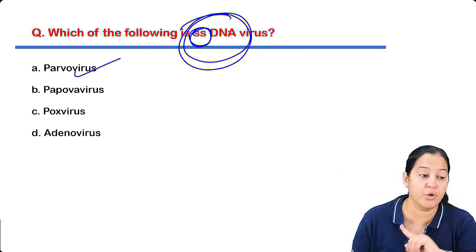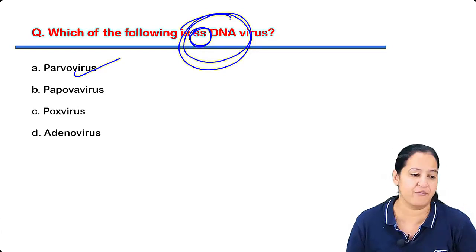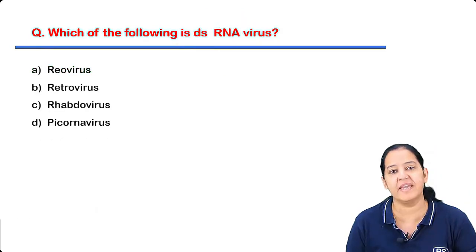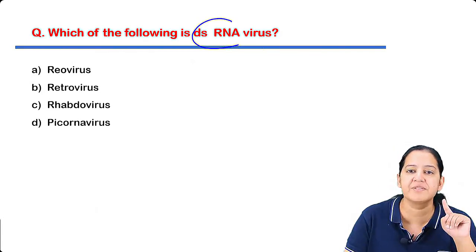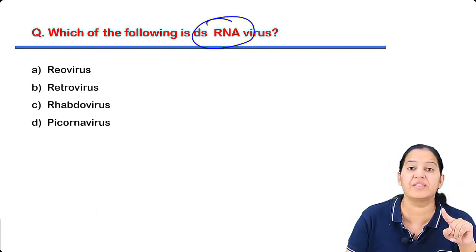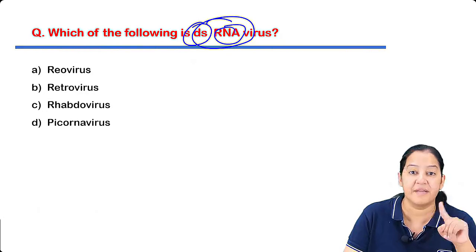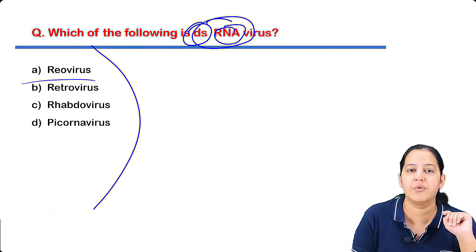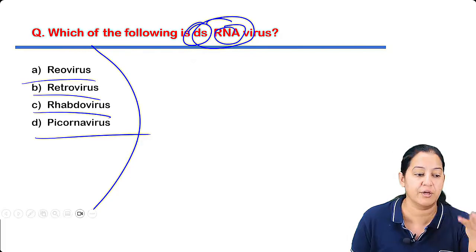It's a PYQ. You can't afford missing that. Of course, everyone knows the answer is parvo. The next question. Which of the following is a double-stranded RNA? See, again a unique thing. RNA is never double-stranded, but in one of the viruses it is double-stranded. I want to know the name of that virus. Is it Reo, Retro, Rhabdo, or Picorna? See, the question is very confusing.